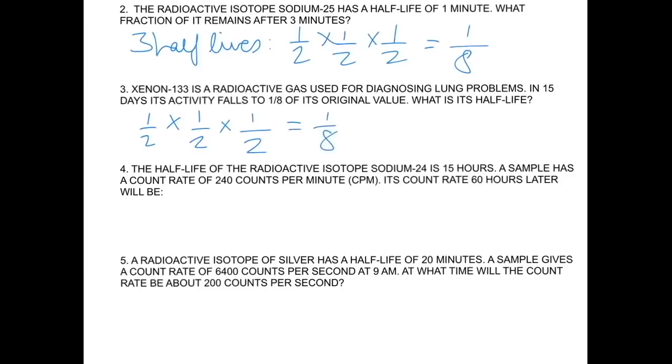So 3 half-lives occurred in 15 days. So how long did it take for 1 half-life to occur? Well, you just need to do 15 divided by 3, and the answer is 5. So 5 days is its half-life.